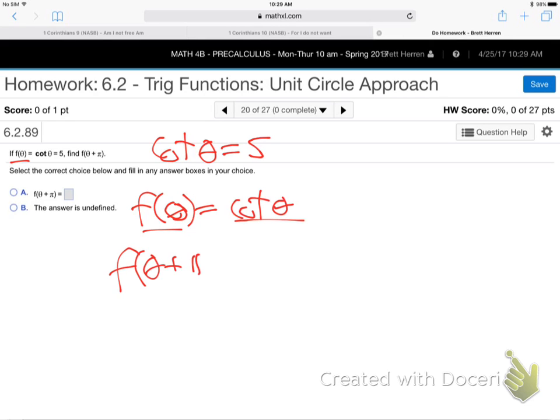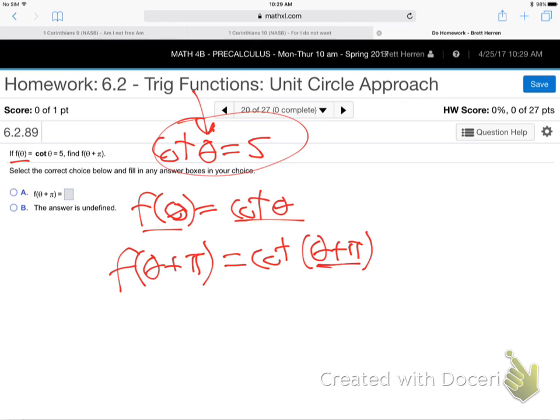And then they're going to throw in a plus pi. So really what they're asking me is what is the cotan of theta plus pi? Remember, cotan of theta was 5. So let me slow down then. They're giving me some random angle theta. I don't even know what it is. They're saying, hey, there's some angle theta, and when we take the cotangent of it, we get 5. Now, what if you add pi to that? That's what they're saying.